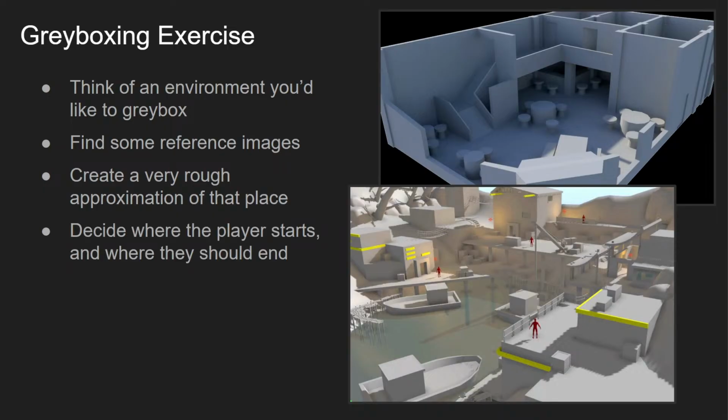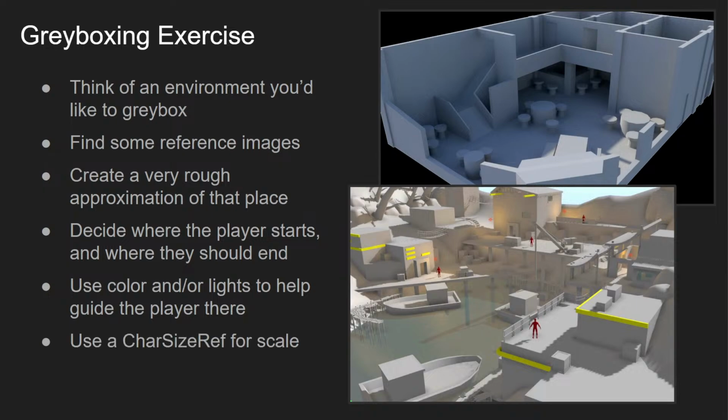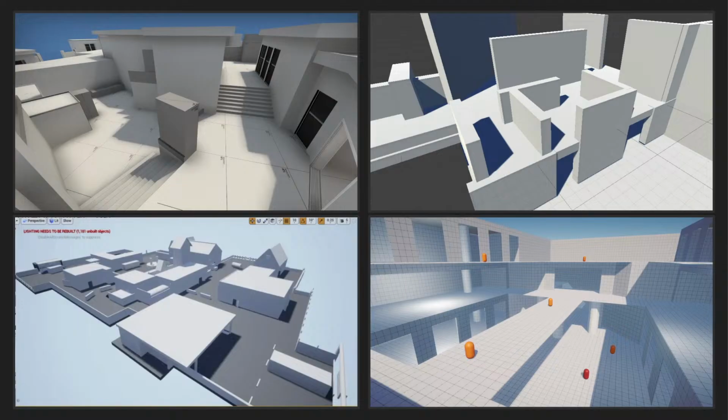Decide where the player starts and where they should end, and then use color and light to help guide the player there, and use the character size reference for scale. So here's some examples of gray box levels. That's essentially what we're talking about.